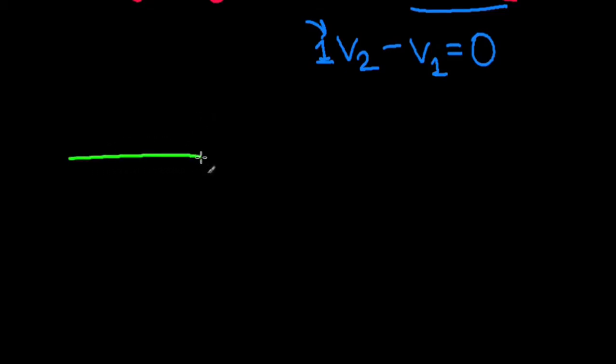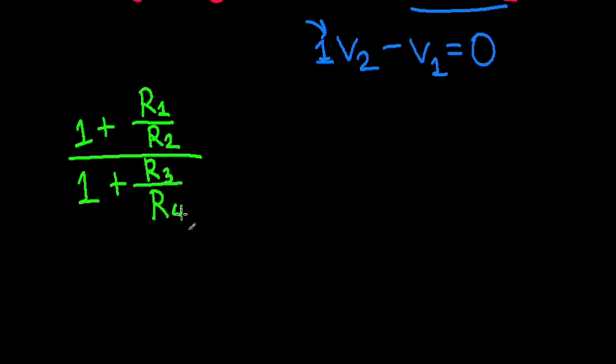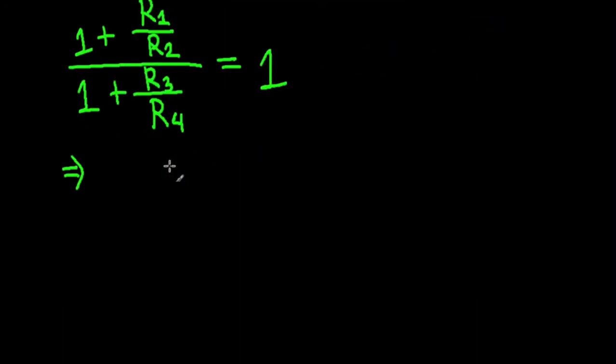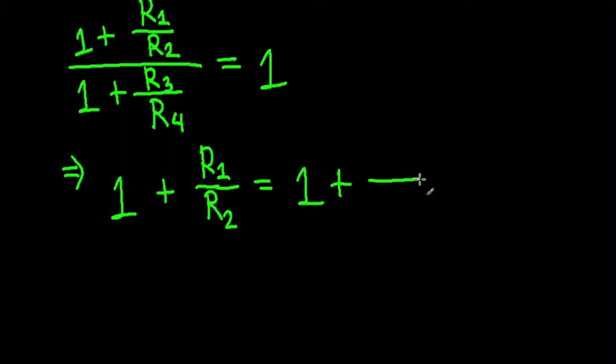Okay, so what we have as the coefficient of v2 right there, which is 1 plus r1 by r2, over 1 plus r3 by r4. This has to be equal to 1. Okay, that's what we're saying. It needs to be for our condition to be true. So if this is the case, we can multiply both sides by the denominator on the left. We have 1 plus r1 by r2 equals 1 plus r3 by r4.